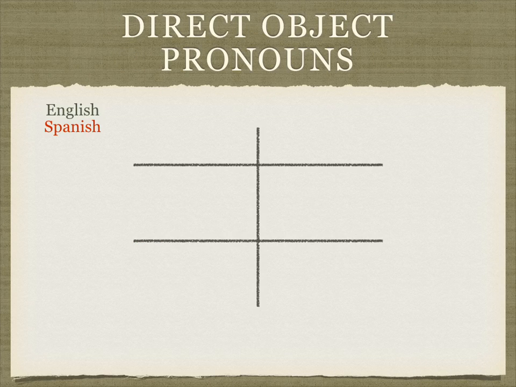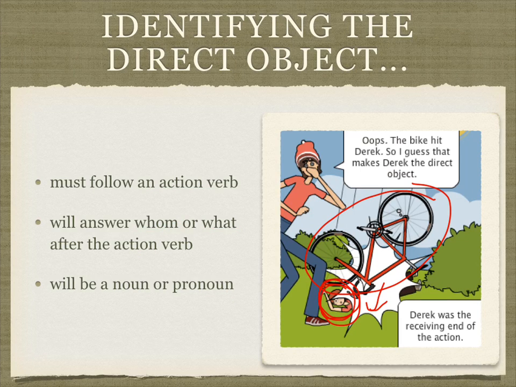So now that we understand how to identify a direct object, what's the point of the direct object pronouns? The point of the direct object pronouns is to make speech more efficient. So instead of saying, for example, in the last slide we saw, if we know that we're talking about Derek, we're going to use a pronoun to replace his name. Typically, when we replace Derek, we're going to say him. Him is a direct object pronoun. So the bike hit him instead of Derek, because we already know that we're talking about Derek. It's implied in the conversation.